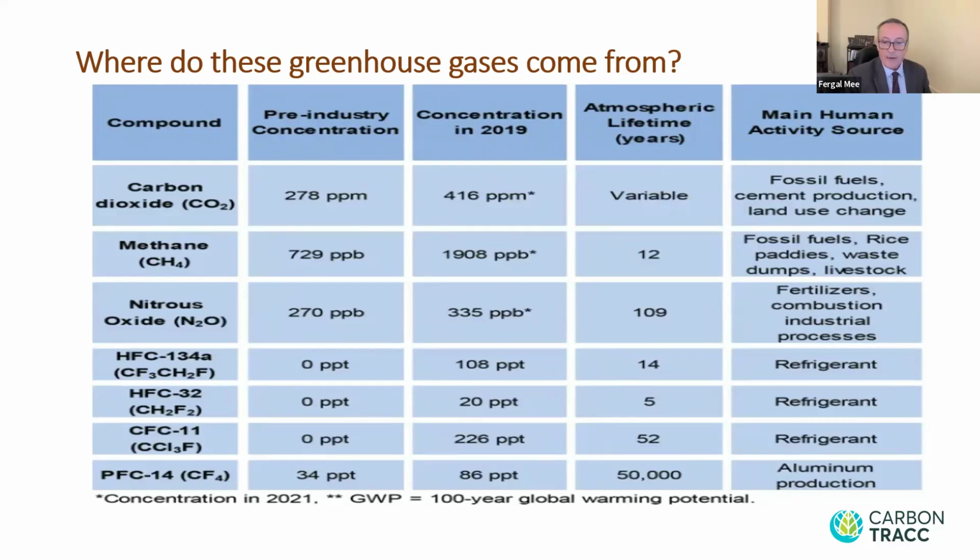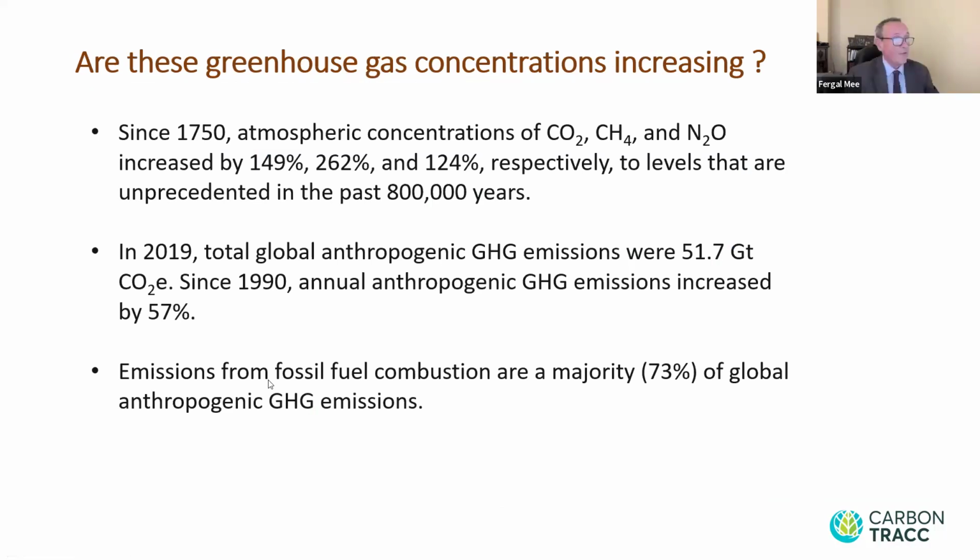So these gases are damaging to our environment and atmosphere, and they're all part of scope 1, scope 2, and scope 3. We can see, and as I'm sure many of you will know already, since 1750, concentrations of these gases have increased respectively by 150, 260, and 124%. And since 1990, which is quite recently, our anthropogenic or human-caused greenhouse gas emissions have increased by 57%, of which 73% of these are from fossil fuel consumption.